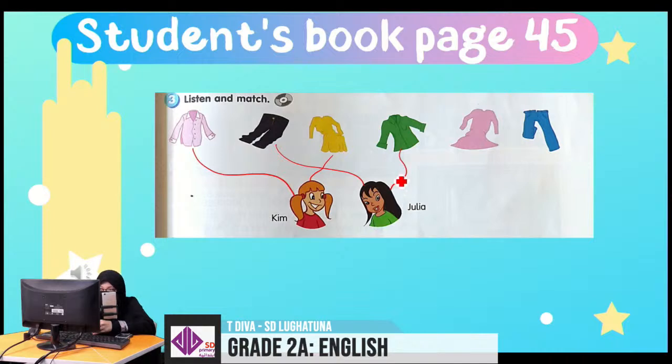Good, it's Julia's, okay? Because the ownership there belongs to Julia, so we use S at the end of the word Julia. Okay? It's Julia's. Julia's. Okay, next one, the pink dress. It's Julia's. What is it? It's Julia. Good. The pink dress is Kim. What is it? The blue jeans. Is Kim. What did you say? The pink dress is Kim. Is it? No, actually, it's Julia's.